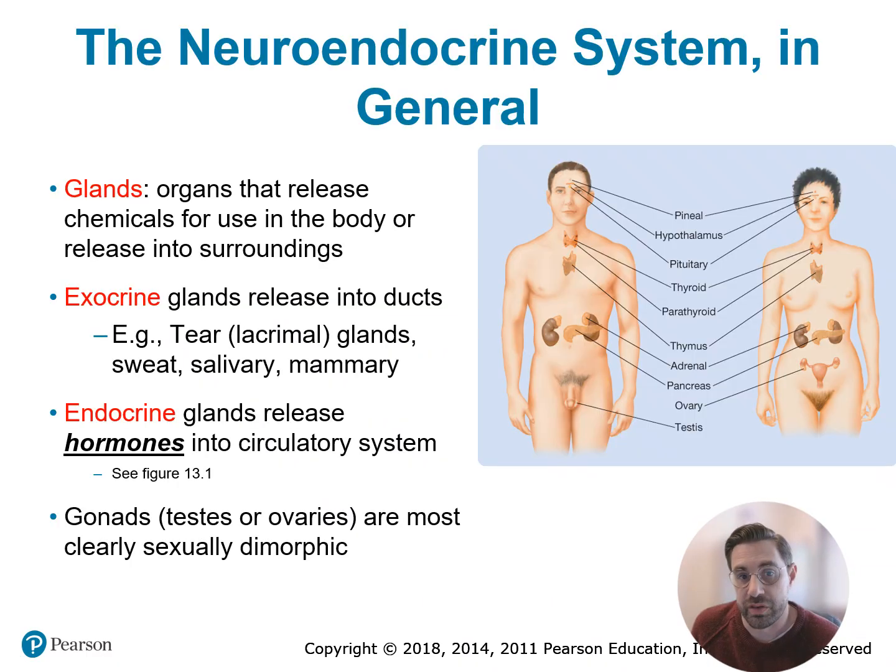So you're probably aware that our body includes a variety of glands. Glands are part of your endocrine system. These glands release chemicals into the body, or release them into the surroundings. If your glands release things out of your body, they're called exocrine glands, like exiting your body. So tear glands, sweat glands, salivary glands, mammary glands. Those are all glands that release things out into the world. And then it's endocrine glands that we're focusing on for hormones. So these are glands that don't release things out into the world. They release things into your body through your circulatory system.